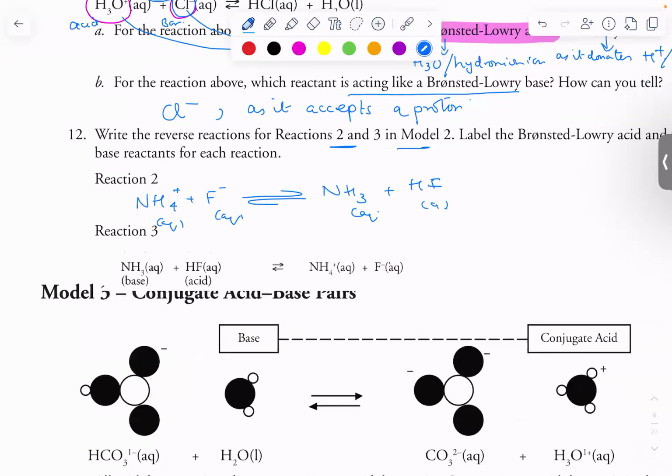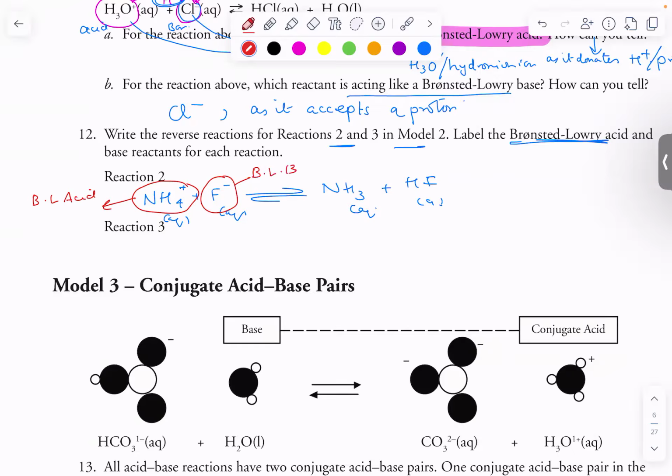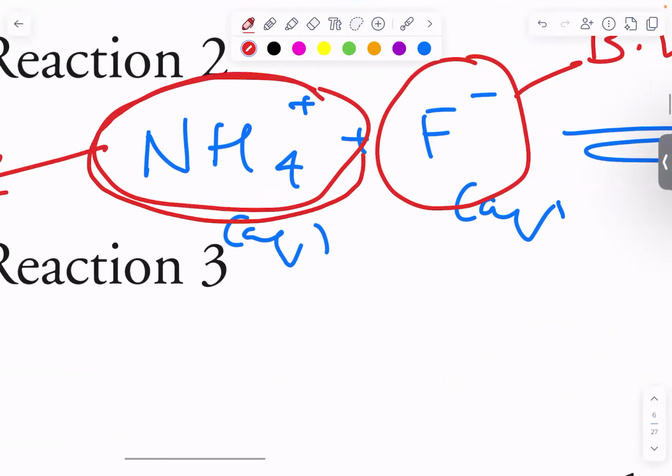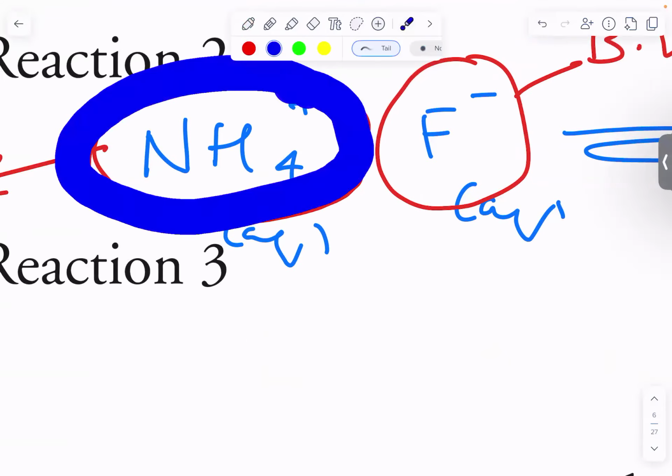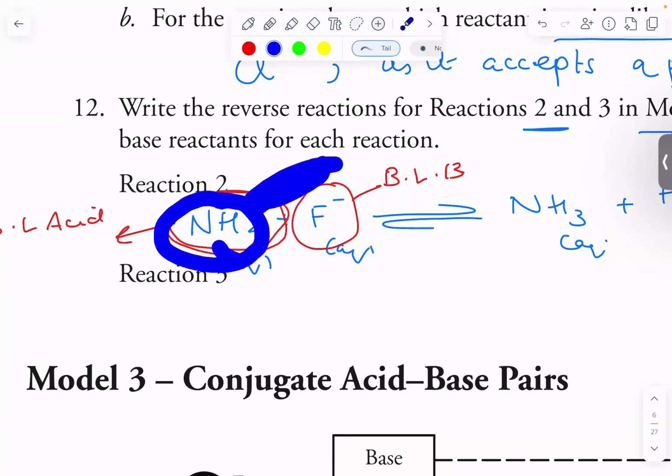Now they are asking you to label the Bronsted-Lowry acid and base. Tell me which is the Bronsted-Lowry acid and which is the Bronsted-Lowry base. The Bronsted-Lowry acid is NH4 plus, and the base is F minus. And if this NH4 positive is an acid, it is going to give a hydrogen ion. If the hydrogen ion is taken out, it will change into what? NH3.